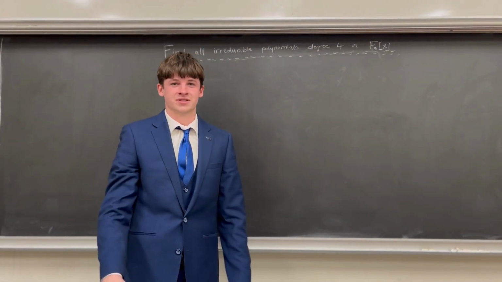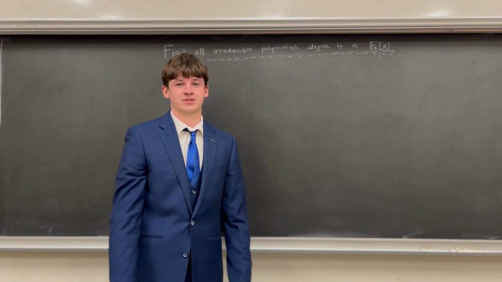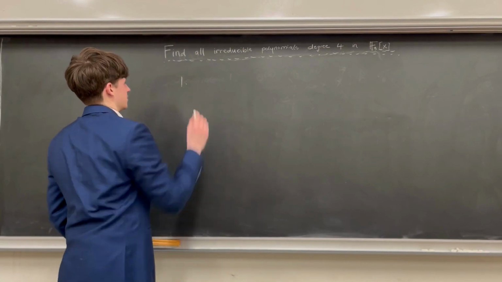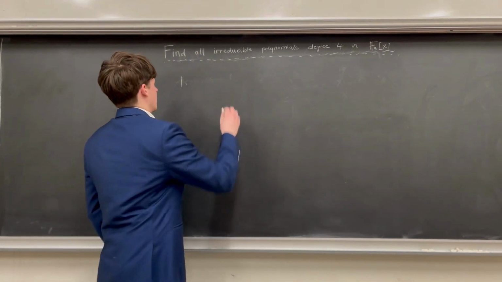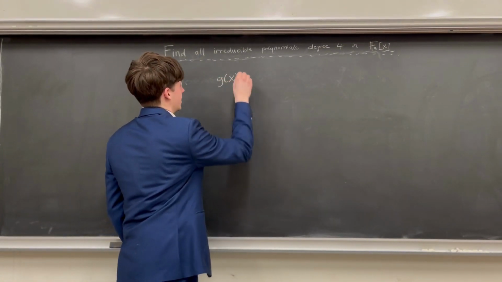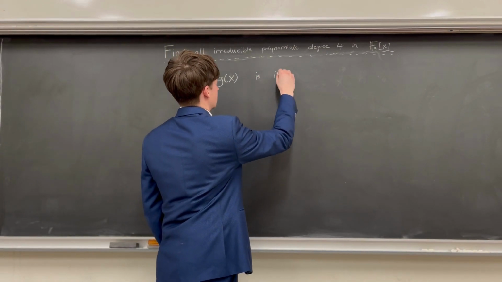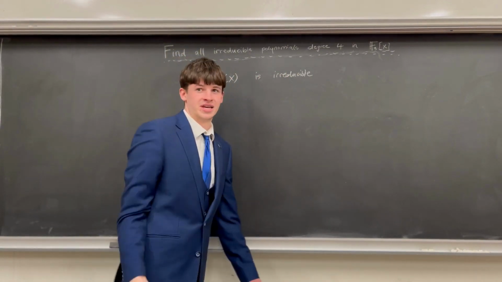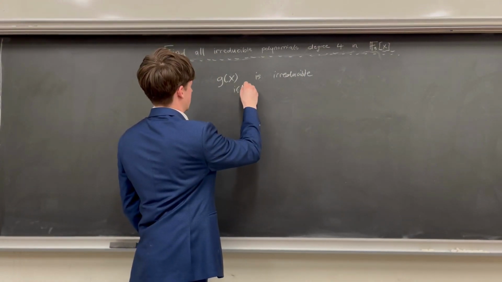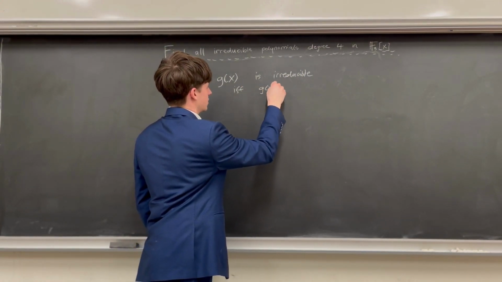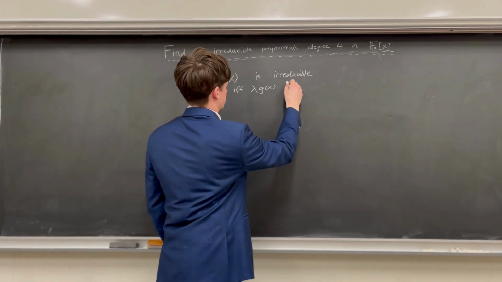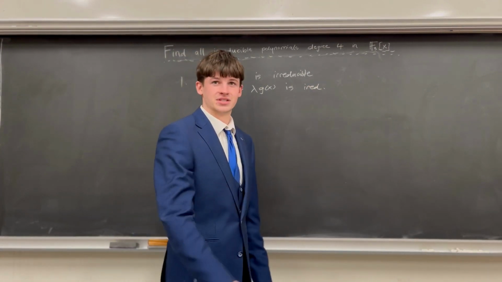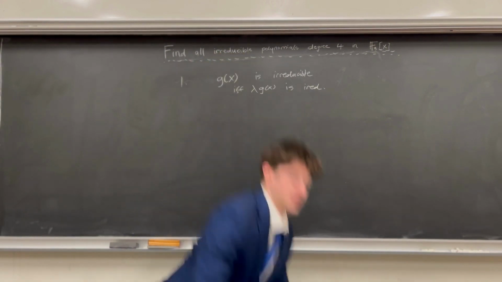Before we begin solving the question, I'm going to write down 4 observations that will make the question easier to solve. So, observation 1. The function g of x is irreducible if and only if g of x times a constant is irreducible, and the constant is in F3.